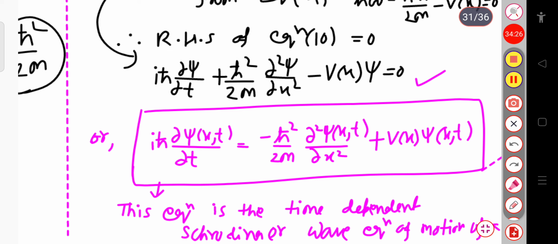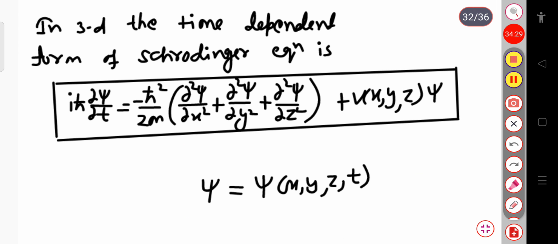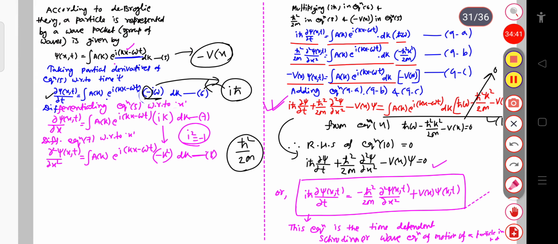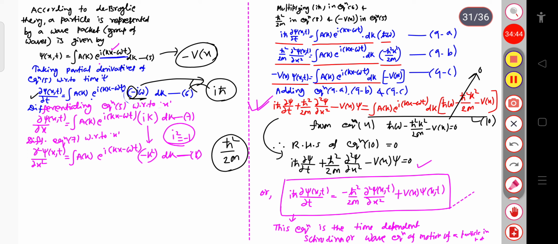Similarly, we have written the time dependent form of the Schrodinger equation for the three-dimensional system. These are basically the steps through which you can derive the time dependent Schrodinger equation. The Schrodinger equation is the most fundamental equation in quantum mechanics, governing the behavior of matter, just as Newton's laws describe the motion of particles in classical Newtonian mechanics. So this is the Schrodinger equation of motion.